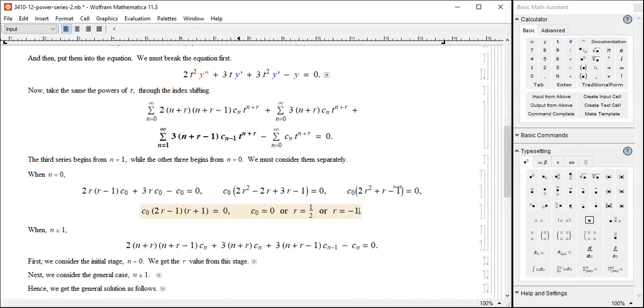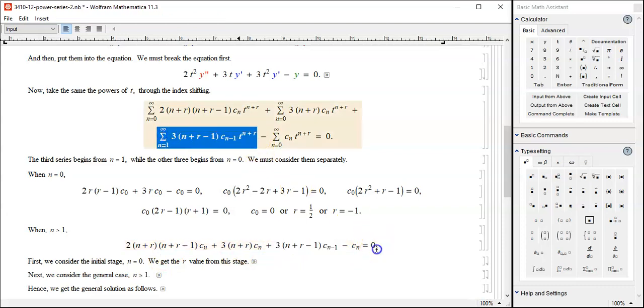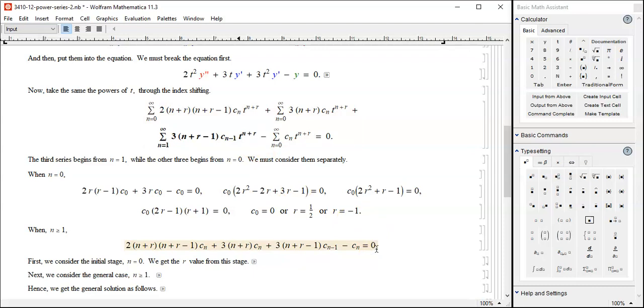Now what if n is greater than or equal to 1? In that case, all four series contribute. And this is what we get. First series, second series, third series, and fourth series. This one came from this here. And then you can solve for Cn.